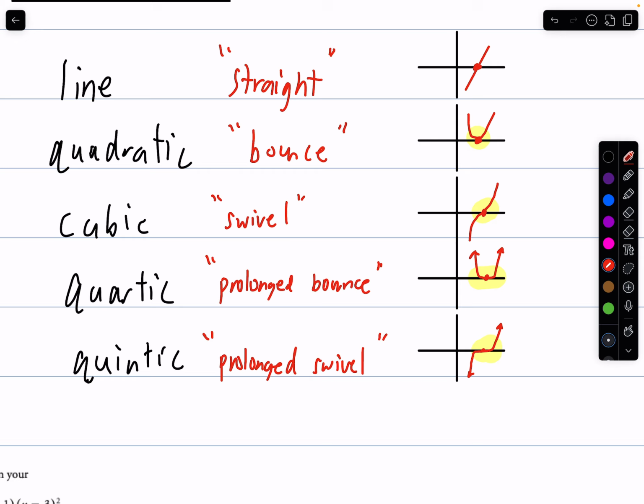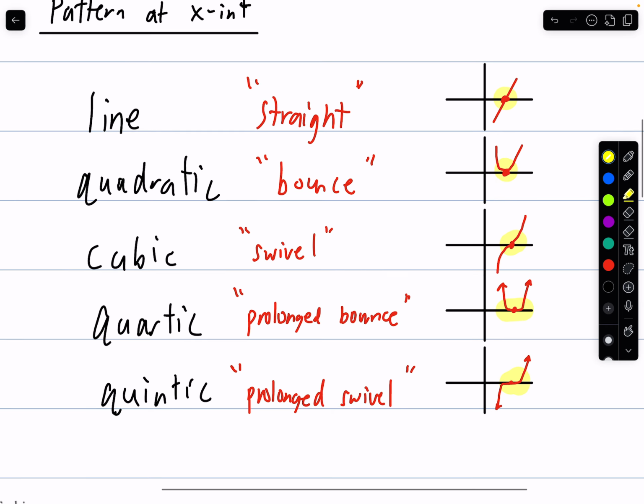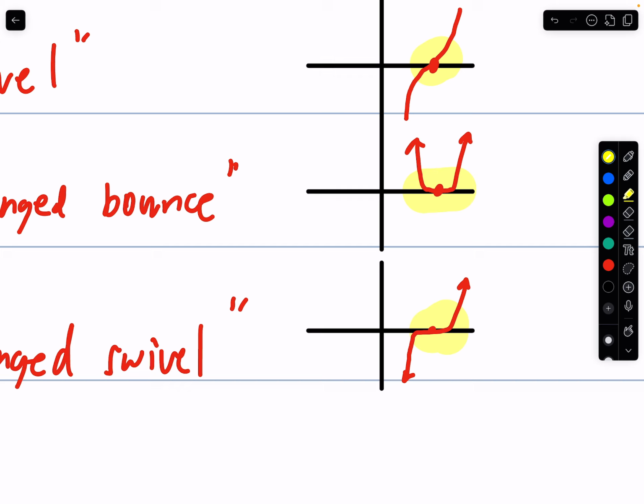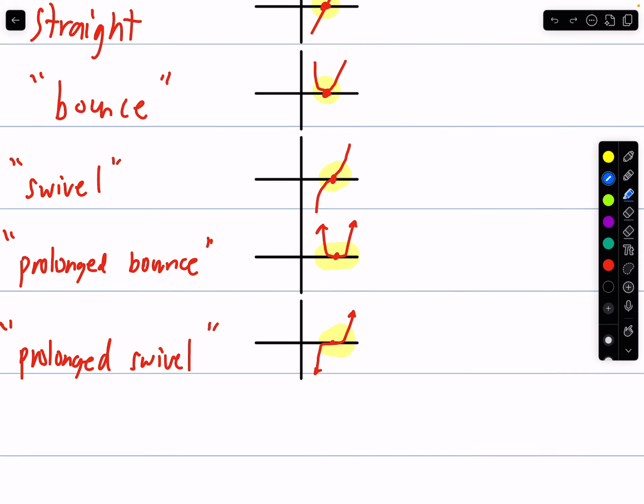So the main patterns, guys, you got to understand in this chapter are straight, bounce, swivel, prolonged bounce, prolonged swivel. So if we follow this pattern, then a 6th degree function would be a bounce as well, but it's going to be an even longer prolonged bounce because this is following the 2, 4, 6 pattern. But a 7th degree function would be similar to the swivel pattern because it will go from swivel to prolonged swivel to an even longer prolonged swivel. So the actual function will sit here longer on the x-axis the higher the degree.